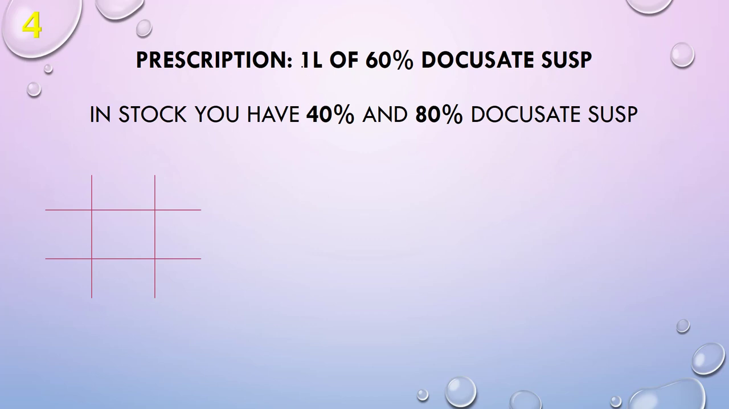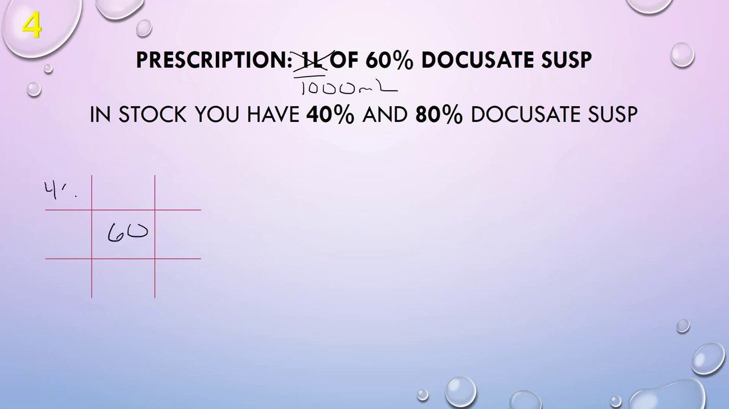However, again, we have 1 liter. So I would assert that we need to convert 1 liter to milliliters. So in every 1 liter, there's 1,000 milliliters, right? So that's our total quantity, 1,000 milliliters. 60 is in the middle.